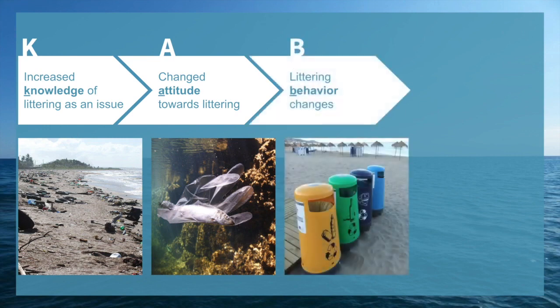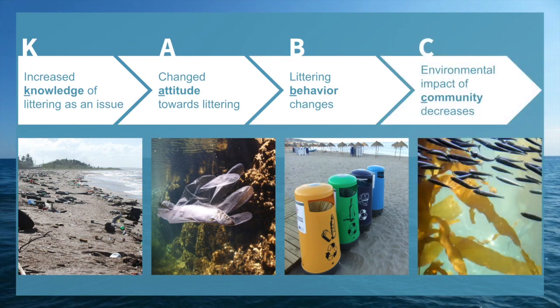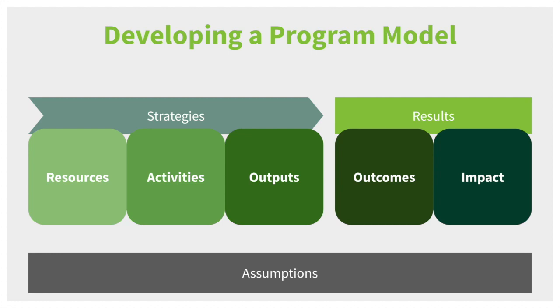A midterm outcome would be a change in the behavior as people start to reduce their littering due to an increased awareness and concern for the environment. The long-term outcome would be less litter in the natural environment, decreasing the environmental impact of trash. This is, of course, a very simple model, but it illustrates the sequence of change from knowledge to awareness to behavior to community.